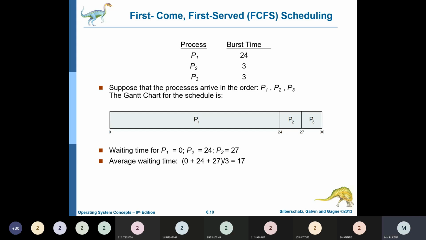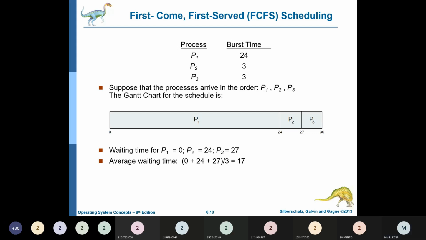Now the waiting time is calculated. How to calculate this waiting time? P1 need not wait for any process, as it stands first in the queue, so it need not wait for any process to complete. So the waiting time is obviously 0.